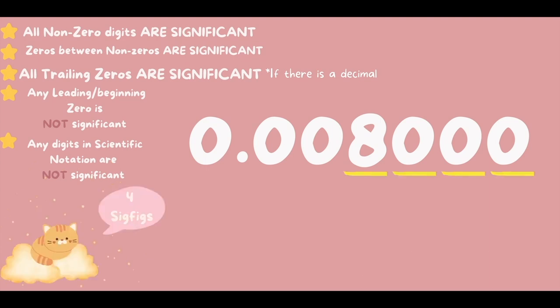There are 4 significant figures total. 8 counts as a significant number because it is a non-zero, and the trailing zeros after 8 all count as sig figs because there is a decimal point in this number. So 4 total sig figs.